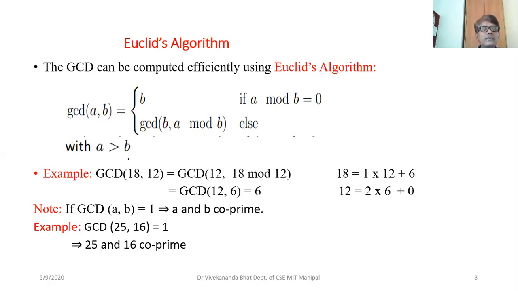So if the GCD of two numbers a and b is equal to 1, then a and b are said to be co-prime. Co-prime means they don't have a common divisor except 1. So GCD of 12 comma 16 is equal to 1. 12 and 16 are co-prime.